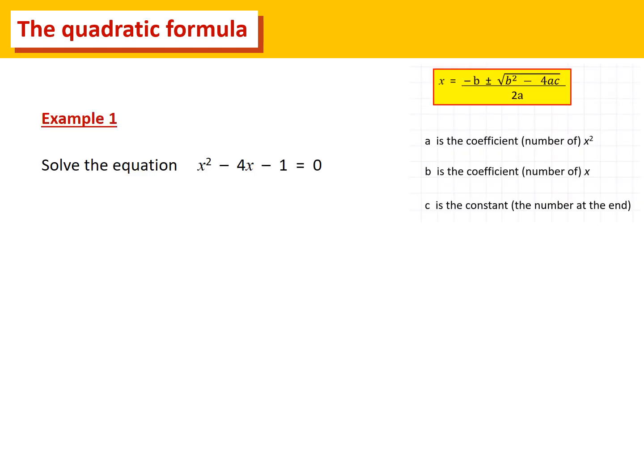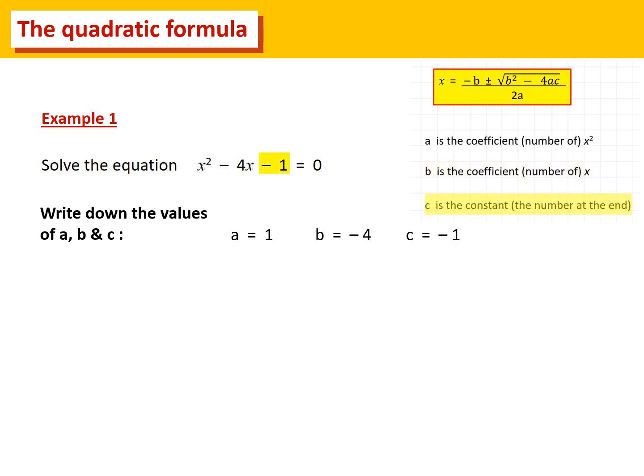So in this example, I would always recommend that you explicitly write down before you start, A equals this, B equals that, C equals the other. So A is the number of x squared. In this example, that would be 1. B is the number of x. The subtract in front of the 4x is vital, so B is -4. And then C, the constant, that is -1. So those are our 3 values for A, B, and C. Now carefully put them into the formula.